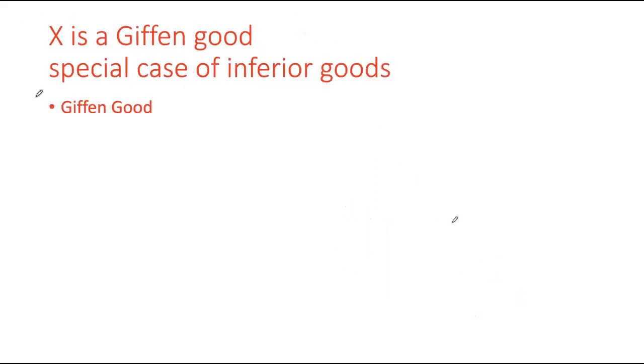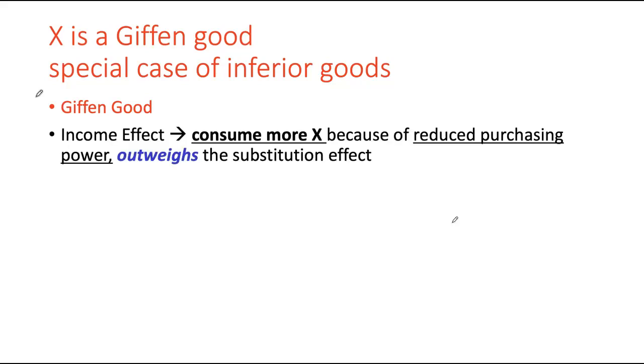Then there's a third case. In the third case, we have a special case of inferior goods. Giffen goods are those inferior goods for which the income effect outweighs the substitution effect. So remember, this is a special case of inferior good. So in this case, as income goes up, demand will decrease. As income decreases, demand for the good should go up. So inverse relationship over here.